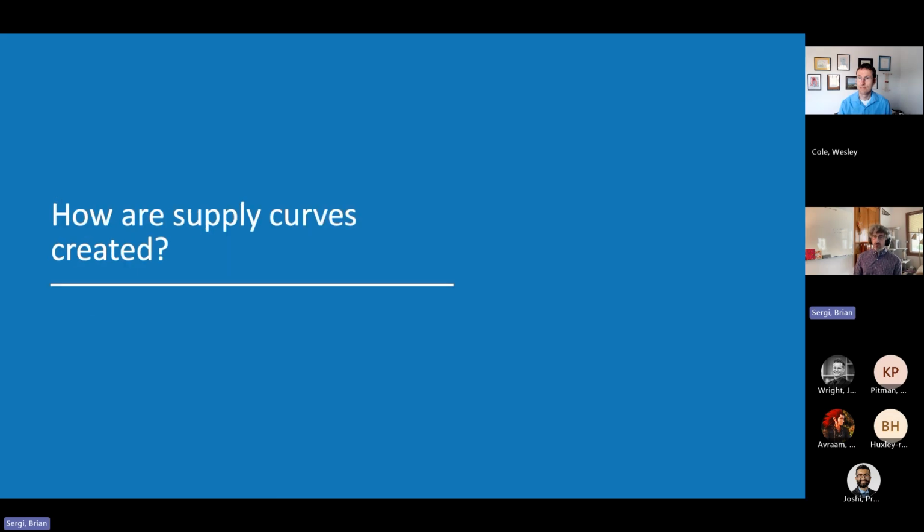So that's the high level overview. As promised, I'll stop here and see if anyone has any initial questions. And if not, I'll turn it over to Wesley to go into a deeper dive on how the supply curves are created.